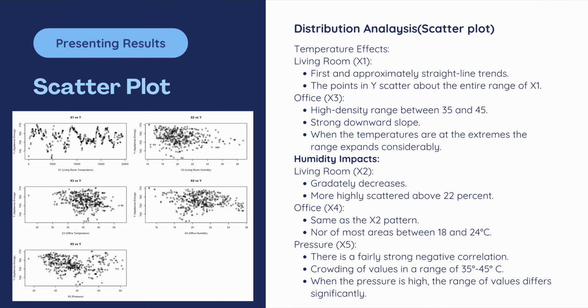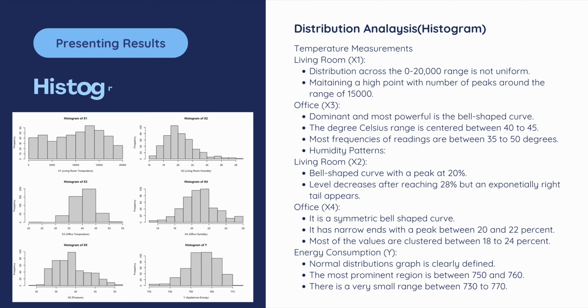Our scatter plots reveal interesting relationships. The living room temperature shows approximate straight line trends with energy consumption scattered across all values. More interestingly, the office temperature shows a concentrated range between 35 to 45 degrees Celsius with a strong downward slope. For humidity, both rooms show a gradual decrease in energy use as humidity increases, with the office showing more controlled patterns between 18 to 24 degrees Celsius.